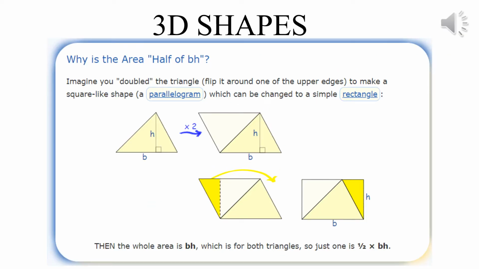Why is the area half of BH? Imagine you double the triangle. Flip it around one of the upper edges to make a square-like shape, a parallelogram, which can be changed to a simple rectangle. Then, the whole area is BH, which is for both triangles, so just one is 1/2 times BH.